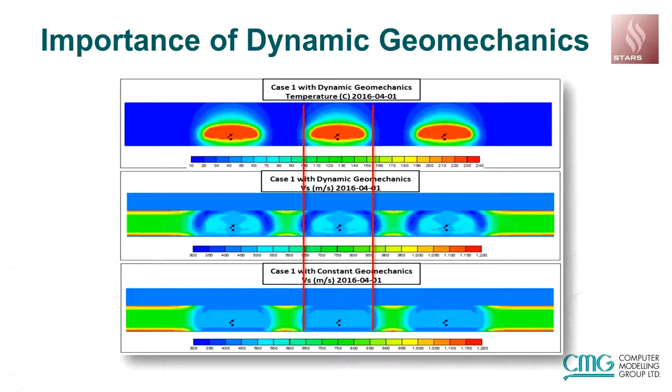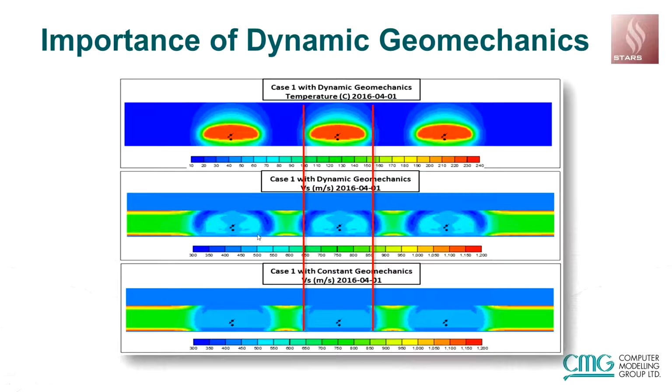At the top you are seeing the temperature distribution. In the middle you are seeing the actual shear wave velocity while considering changing geomechanical properties with time. And at the bottom you are seeing the values of shear wave velocity again, but this time with constant geomechanical properties and non-coupled simulation. And what you see is, if you consider temperature as the sole criteria of the existence of steam chamber, then it would appear from the first picture that the steam chamber is growing a lot vertically and a lot less horizontally.